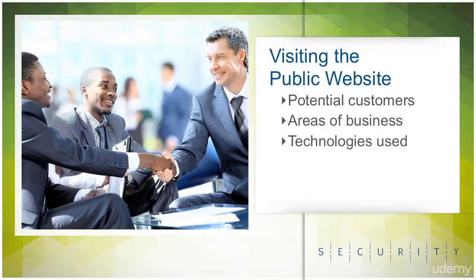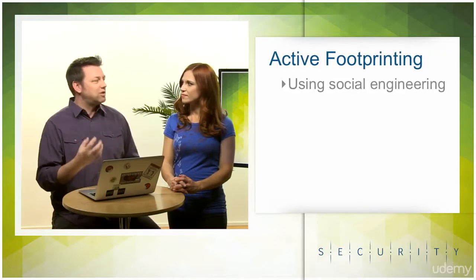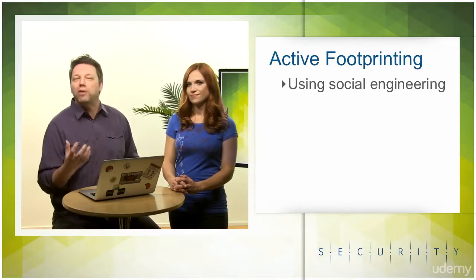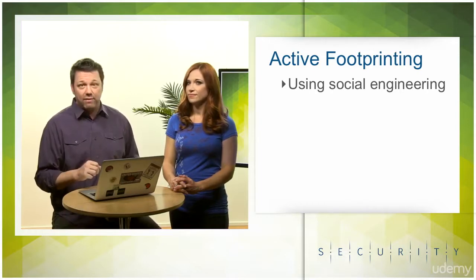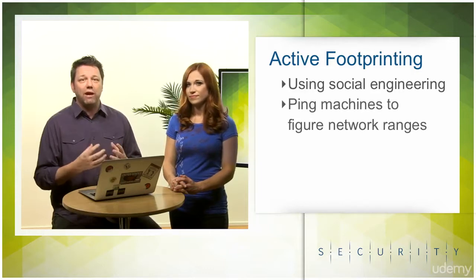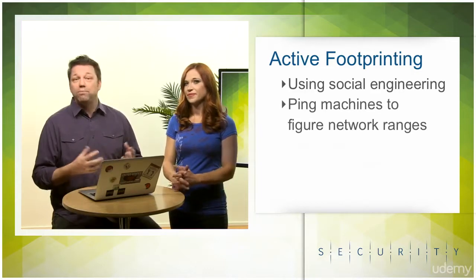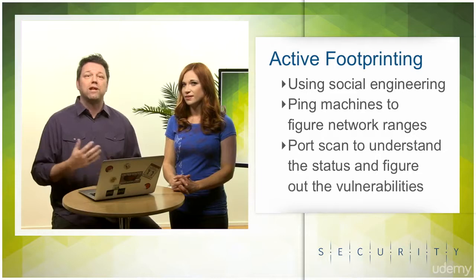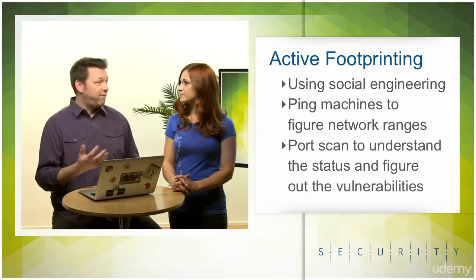So, reviewing the company's website is an example of passive information gathering. Then you might call the help desk to get some more information and may attempt to use social engineering, your charm, in other words, on the employees to get privileged information. Now, these two cases are active information gathering. When it comes to scanning of networks, you will have to ping machines to try to figure out the network ranges. You can port scan individual systems to understand the status of ports and to figure out if there are any vulnerabilities. Lots of things going on.